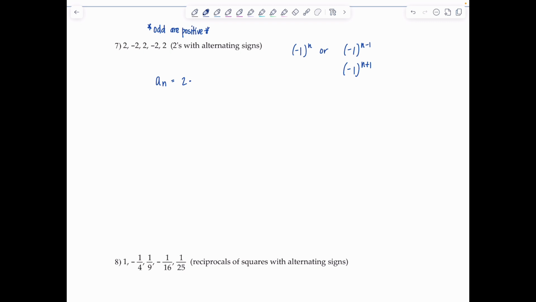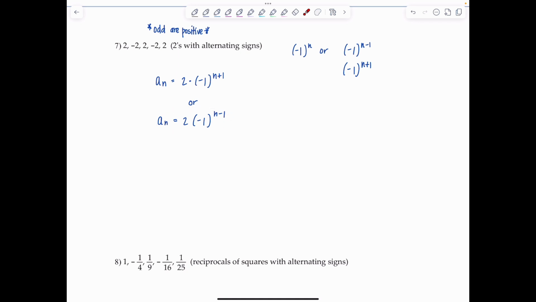So 2 times negative 1 to the n plus 1 is appropriate. Or you could have a sub n is 2 times negative 1 to the n minus 1. And check. If n is 1, 1 plus 1, 2. Negative 1 squared is going to be positive. Boom. Then the next one would be negative, so on and so forth.